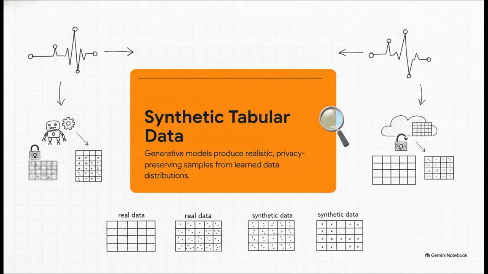Well, the answer, and really the star of our explainer today, is synthetic tabular data. Basically, we're taking incredibly advanced generative models and using them to learn the mathematical heartbeat of a dataset. We learn its underlying distribution, and then we generate completely new, hyper-realistic, and totally privacy-preserving samples. To be clear, this isn't just anonymized data. It is entirely fake data that holds the exact same statistical value as the real thing. It's a real game changer.